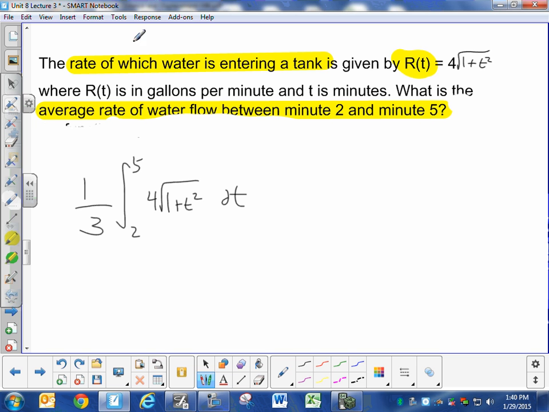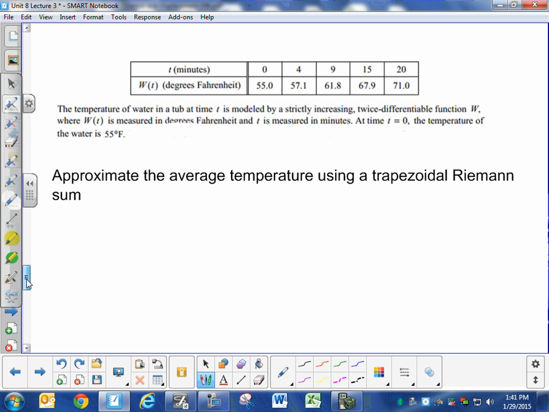If this was the amount of water in a tank, and they asked you for the average rate, all of a sudden you would have to take the derivative of the amount equation to find the rate at which water is entering the tank, and then put the rate in here. See how that could be tricky.